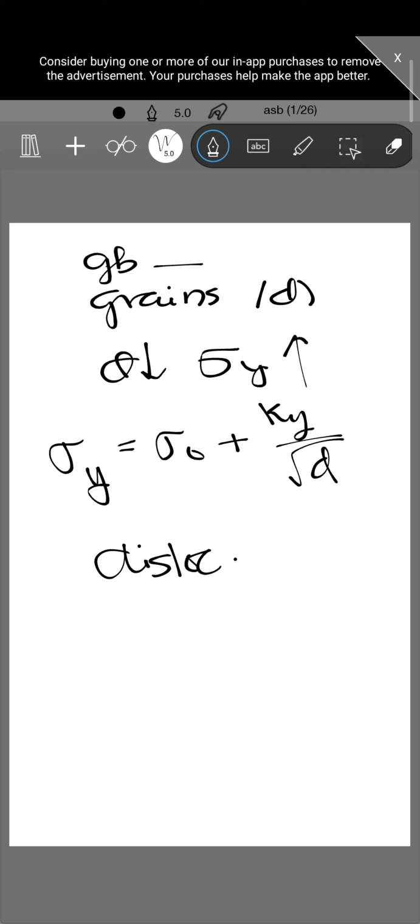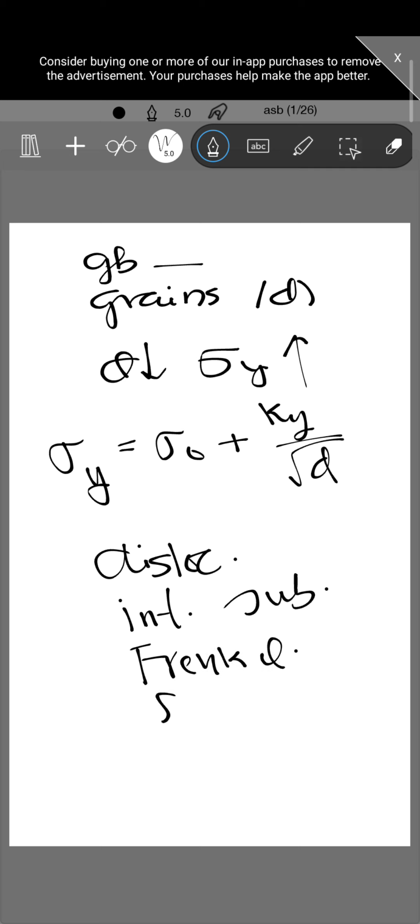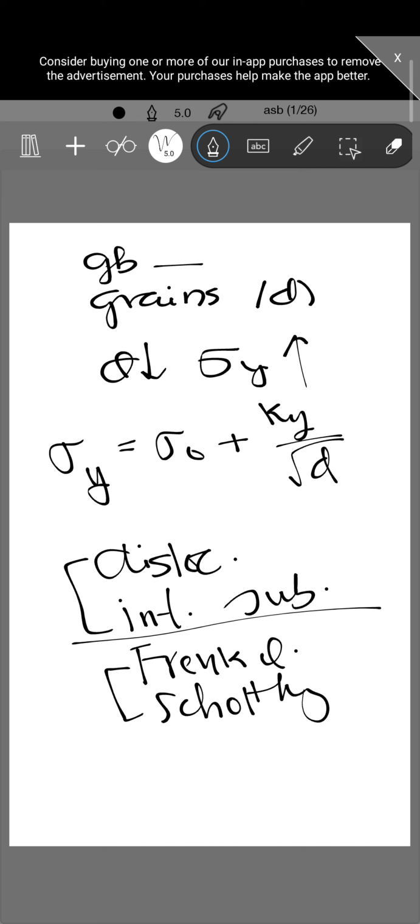Now today we have studied about interstitials and substitutions. Then we have studied about Frenkel defect and Schottky defect. They are prevalent in the case of ceramics, whereas all these other defects, including dislocation, are more prevalent in the case of metals.